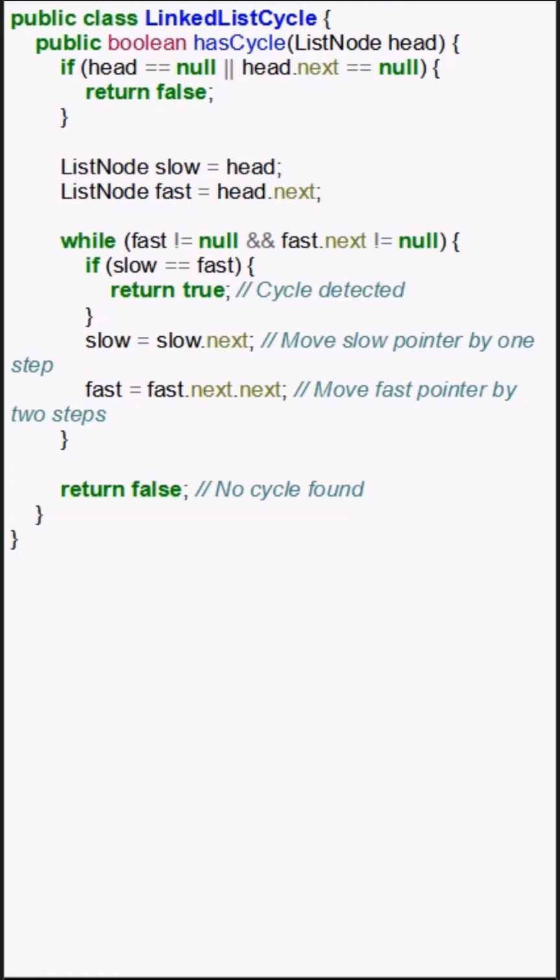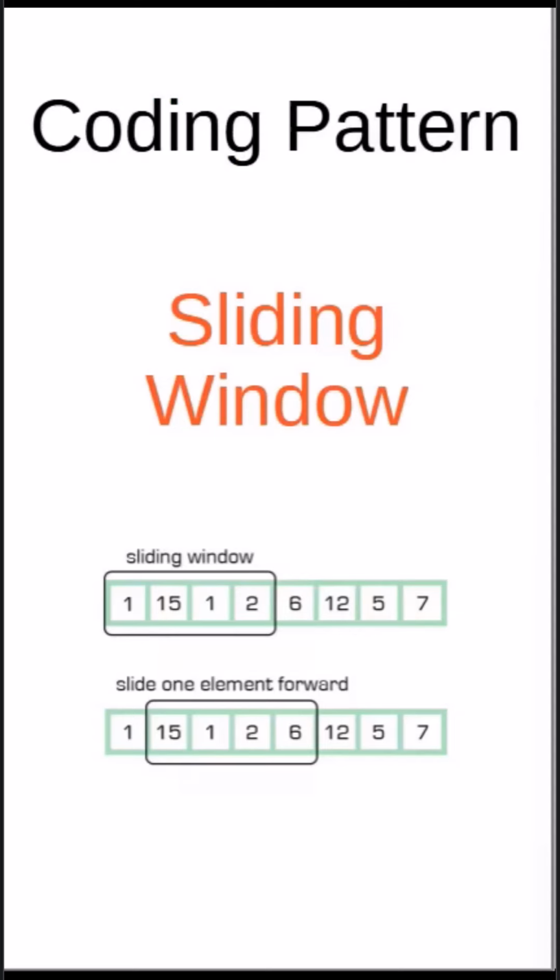In this Java code, we use the fast and slow pointers pattern to detect a cycle in a linked list efficiently. We initialize two pointers, slow and fast, and move them at different speeds. If there is a cycle, the fast pointer will eventually catch up with the slow pointer. Stay tuned.